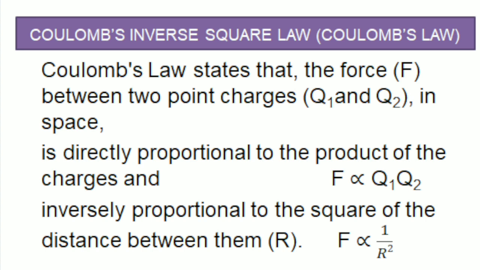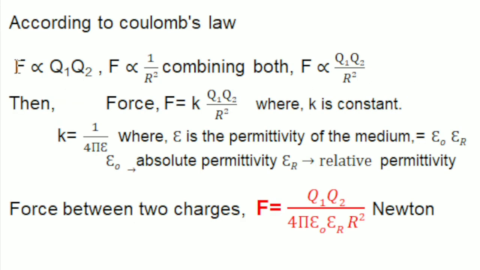Now Coulomb's law states that the force between two point charges Q1 and Q2 in space is directly proportional to the product of the charges and inversely proportional to the square of the distance between them, represented by R. F is proportional to Q1 Q2 by R square. Then force F is equal to K Q1 Q2 by R square, where K is the proportionality constant, and K equals 1 by 4 pi epsilon, where epsilon is the permittivity of the medium.